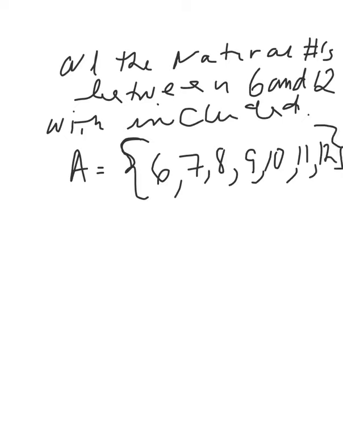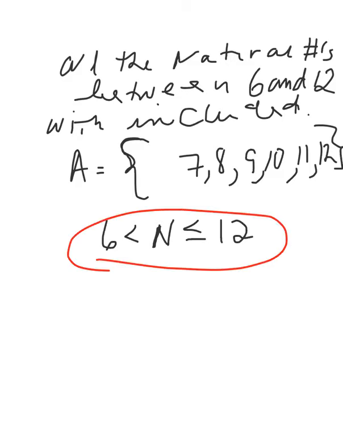Now, if I wanted to express this using an inequality, it would be n is less than or equal to 12, but greater than 6, okay? Oh, I included the 6. Let me get rid of that 6, guys. The 6 is not included. So all the natural numbers between 6 and 12, 12 is included. This is how it would be expressed as an inequality right there. That's the inequality for it.